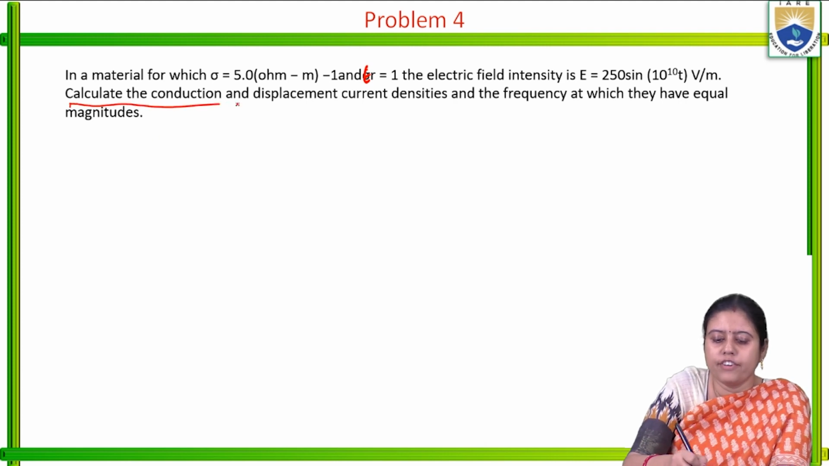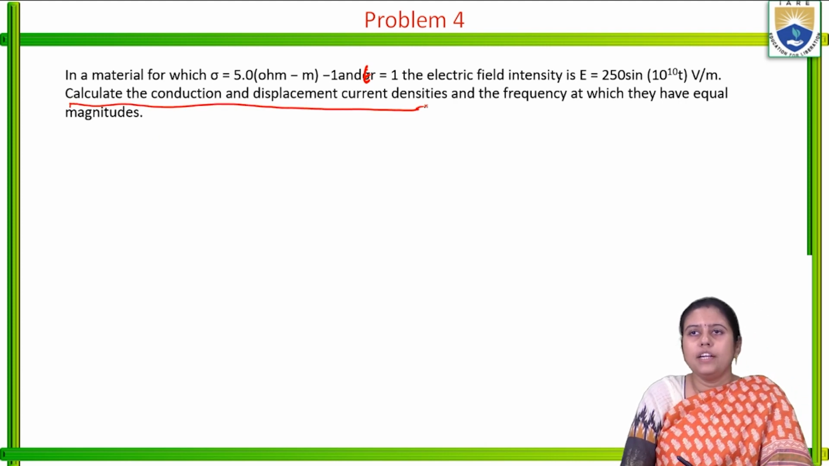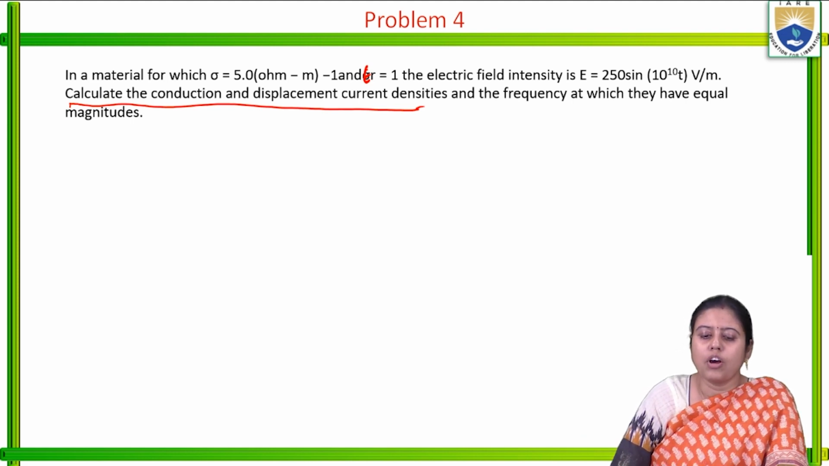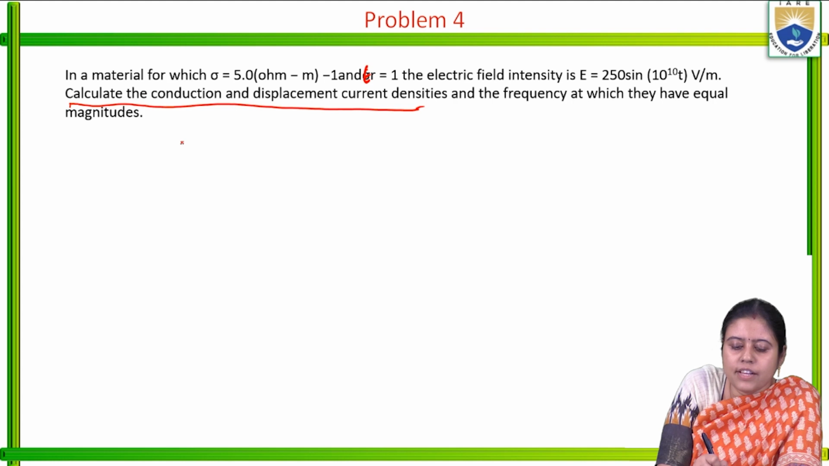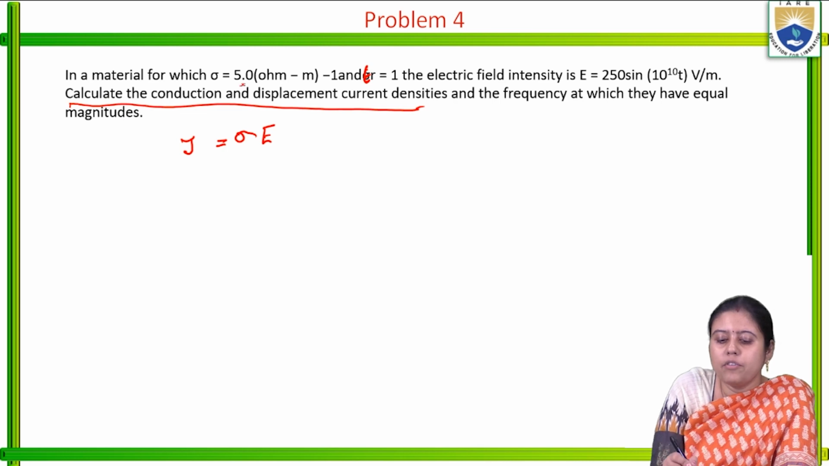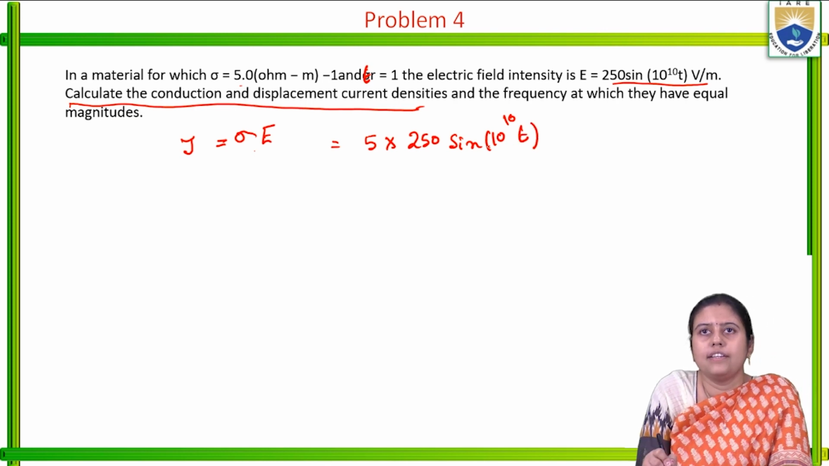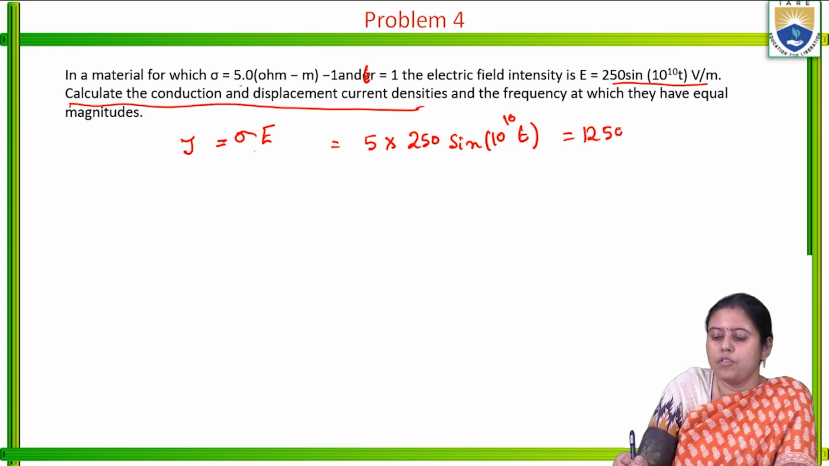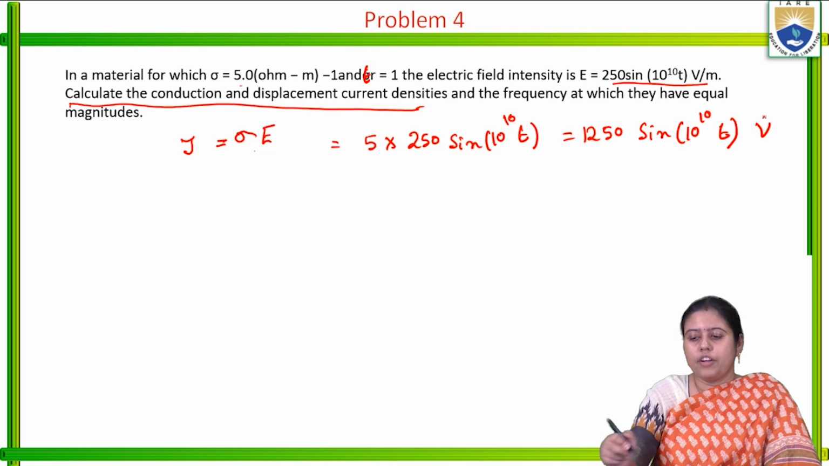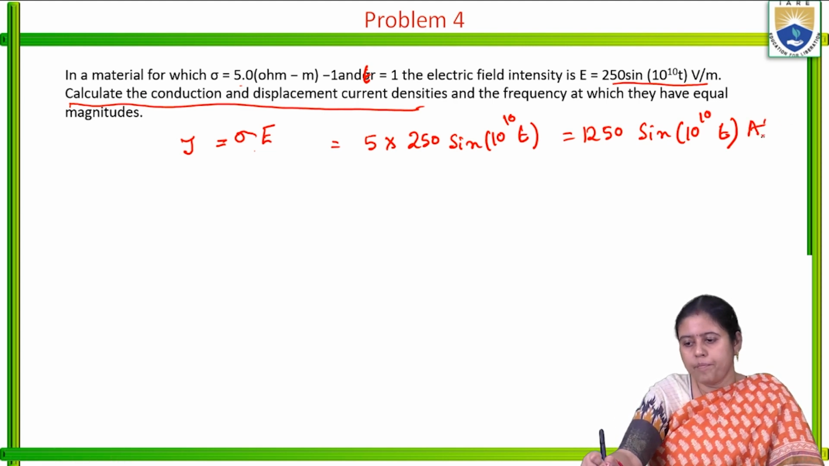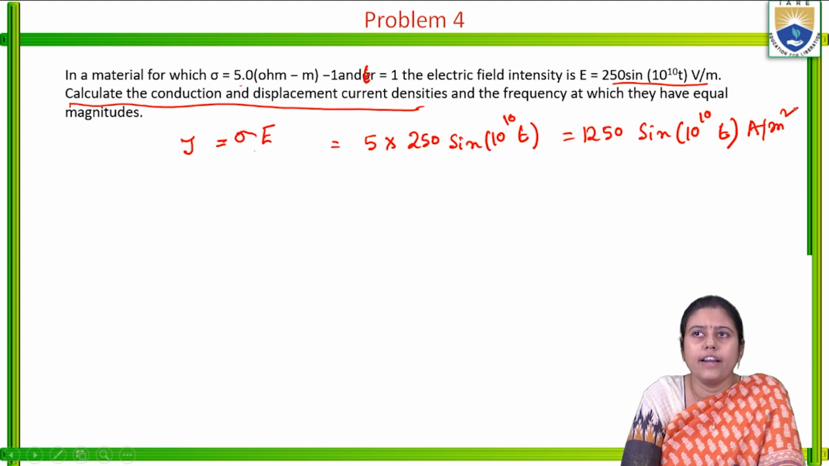So the first part is the same as the question we discussed before. How to solve this problem? First is the conduction current density J. J is equal to sigma into E. Sigma value is given, E value is given. So it is 5 into 250 sine 10 to the power 10 t. So it is 1250 sine 10 to the power 10 t ampere per meter square. So we got the current density.